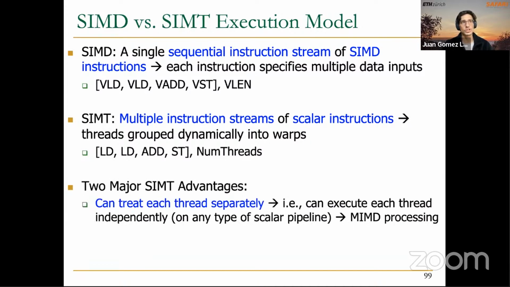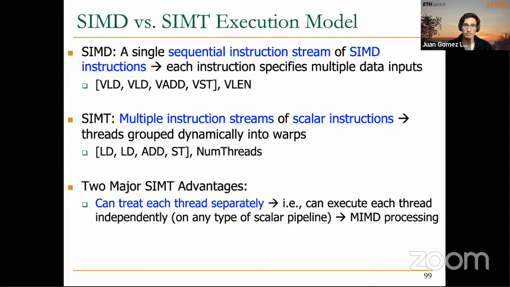There are two major advantages of SIMT. The first one is that we can treat each thread separately. I could write a program for a GPU with 100 threads, with each thread operating on completely different arrays, performing completely different operations and so on, and I could execute that on a GPU. Probably the performance will be terrible, but I can do it. And this is something that was not possible or very difficult to do in conventional SIMD processors.